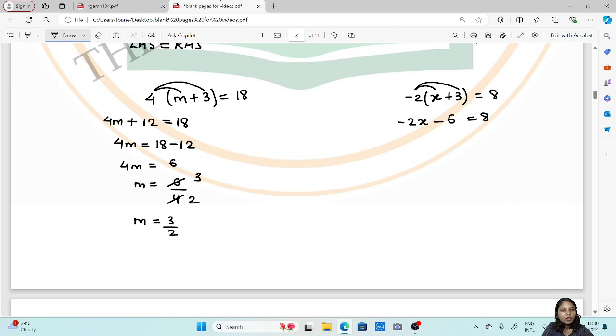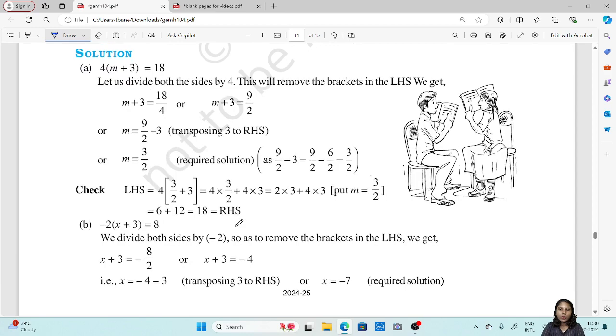Now we can solve this. So this will become this, and then we'll have 8. This will come here, so we'll have plus 6. So minus 2x equals 8 plus 6, which is 14. And therefore x will be what? 14 upon minus 2, or minus 7. So this is how we solve these equations.